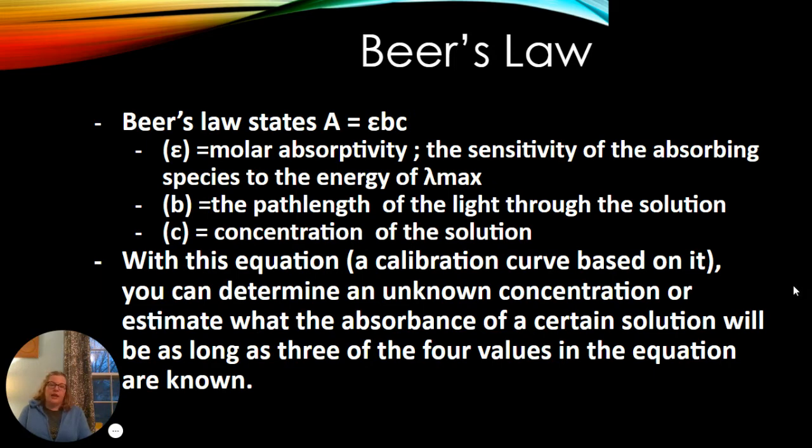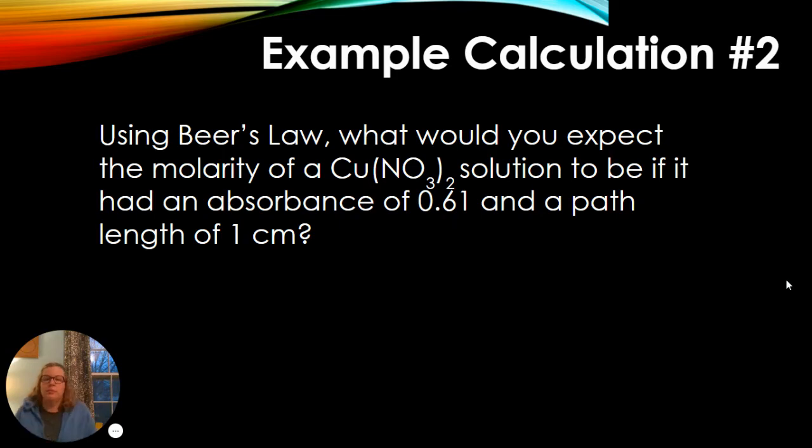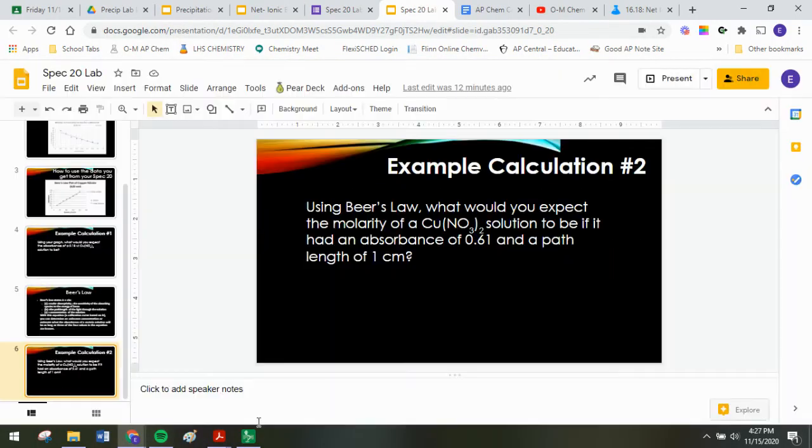Okay, so like I said, with the calibration curve, we can turn this law and our graph into an equation. So here is our example. Using Beer's law, what would you expect the molarity of a copper nitrate solution to be if it had an absorbance of 0.61 and a path length of 1 centimeter? On this problem, I would like you to use the slope of our line as our molar absorptivity constant. So please look back and find that slope, and then we're going to try and do that calculation. So pause the video, get that absorptivity constant, and then we'll take a look at this problem too. All right, let me get my doc cam back up.